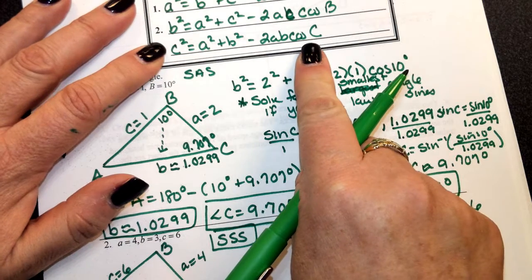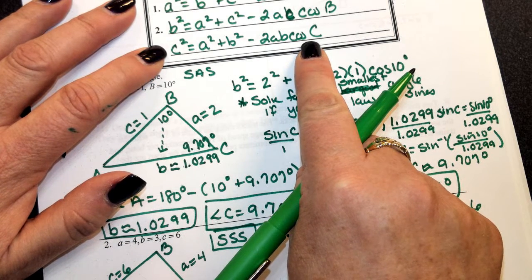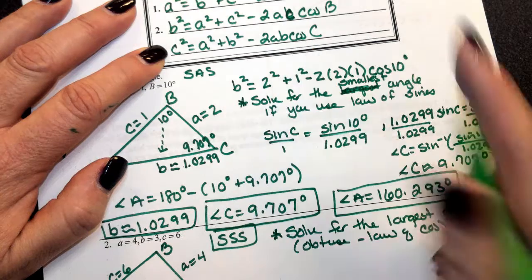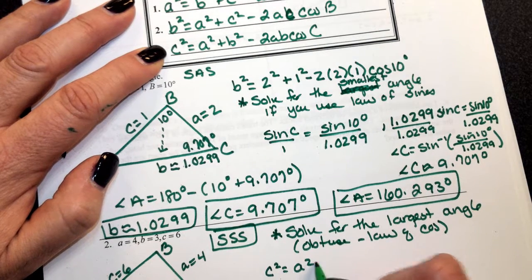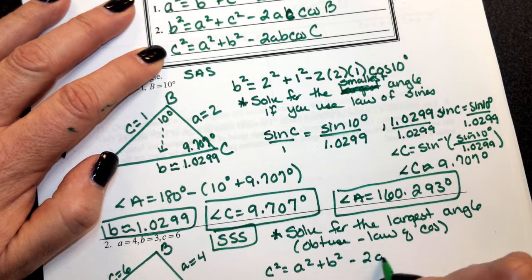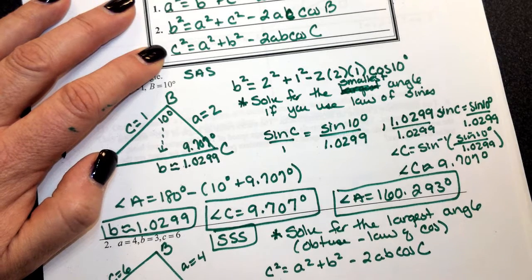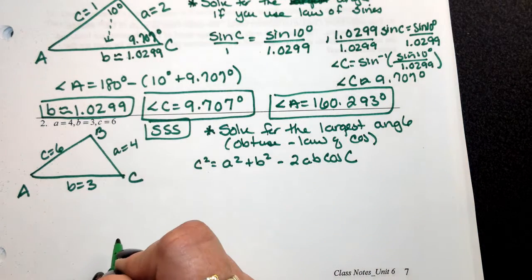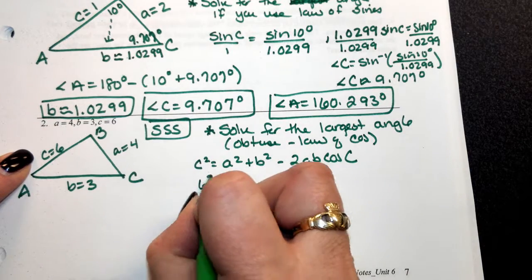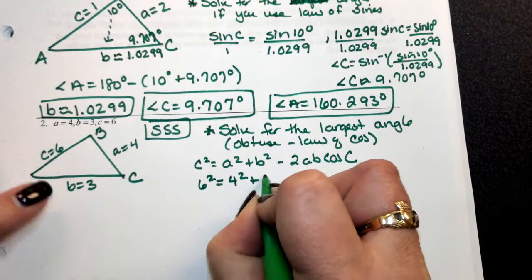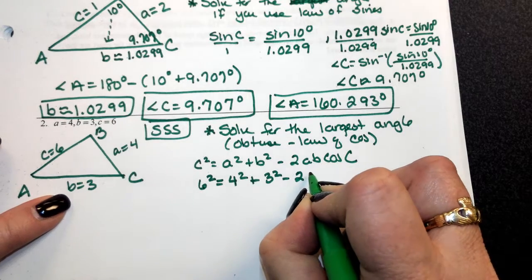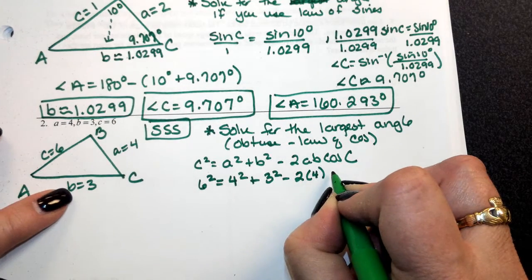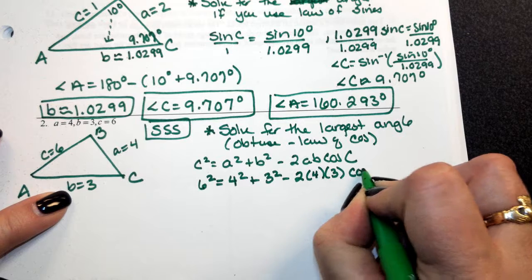So obviously, I want to use the formula that has the cosine of C in it. So I'm going to use C squared is equal to A squared plus B squared minus 2AB times the cosine of angle C, since I want to solve for angle C first. So again, substituting, 6 squared equals 4 squared plus 3 squared minus 2 times A, which is 4, times B, which is 3, times the cosine of C.